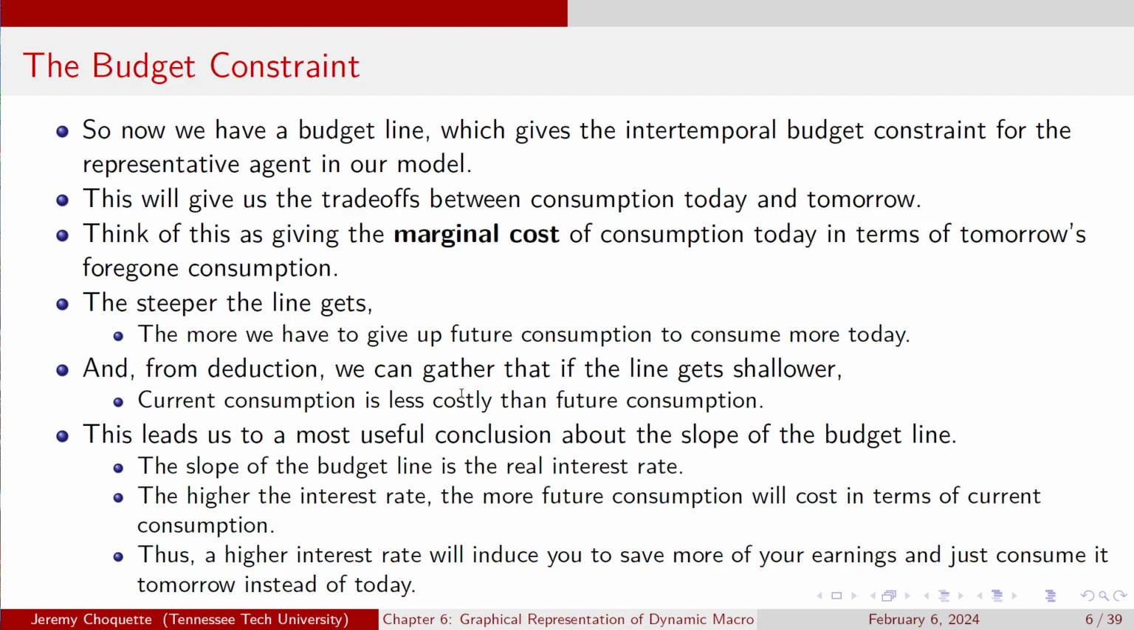Now, if the line gets steeper, that means we have to give up more future consumption to consume more today. Thus, if the line gets shallower, current consumption becomes less costly than future consumption. And it leads to a most useful conclusion about the slope of the budget line. The slope of that budget line is the real interest rate. And the higher the interest rate, the more future consumption will cost in terms of current consumption. So a higher interest rate induces you to save more of your earnings and consume it tomorrow instead of today.